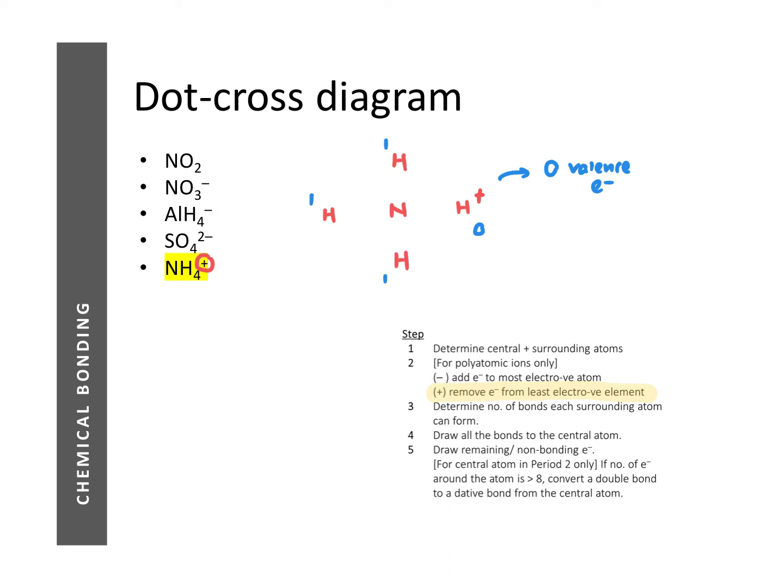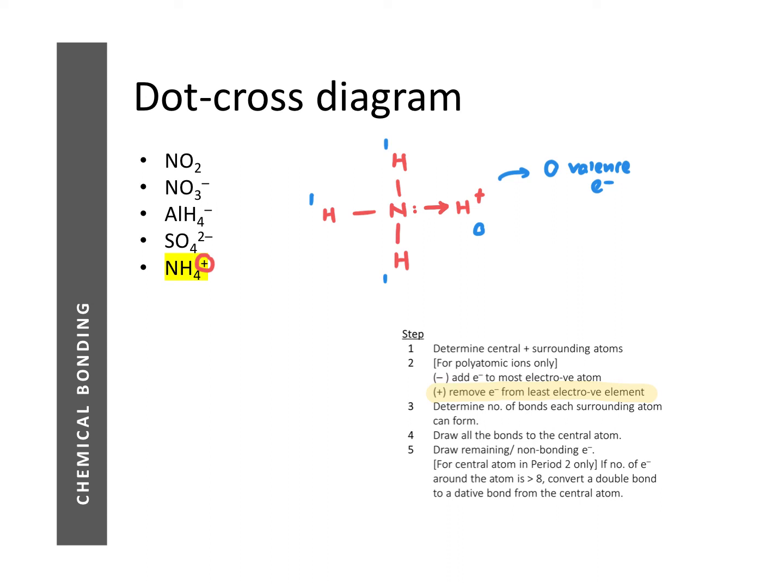Step number 4, draw all the bonds to the central atom. So now it appears that we have run into a slight problem where we can't seem to form a bond between nitrogen and the hydrogen with 0 electrons. So that's where the special clause comes in. If you go back to the front where you see step number 4, if you have an atom that has 0 valence electrons, then what we do is that we need to form a dative bond from the central atom to the atom with 0 electrons.